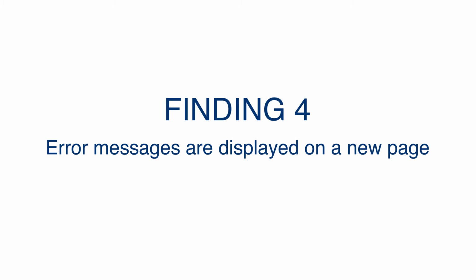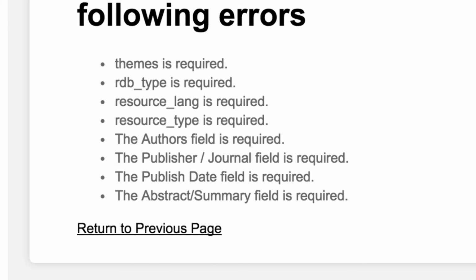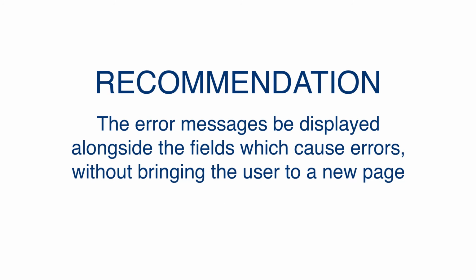We also identified problems with the error messages on the INEE website, which are displayed on a new page each time. Additionally, the labeling for these errors, which usually occur when the user has filled a form incorrectly, are not consistent with the corresponding input fields in the forms. We recommend that the error messages be displayed alongside the fields which cause errors, without bringing the users to a new page. When error messages are displayed on the same page, the users can identify the problems immediately and solve the errors without difficulty. Also, by remaining on the same page, the users won't risk losing the data filled in the form.